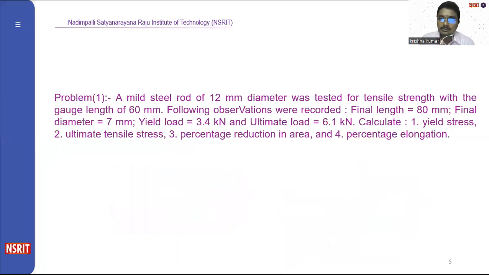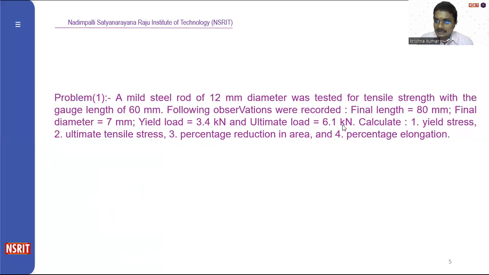Okay, so here we are going to see one problem related to it. A mild steel rod having 12 diameter is tested for tensile strength. People know what tensile strength is. With a measuring gauge length of 60, the following observations are recorded: the final length of the specimen is 80, the final diameter of the specimen is 7, the yield load is 3.4 kilonewtons and the ultimate load is 6.1 kilonewtons.